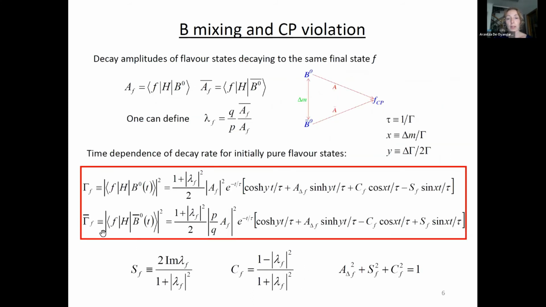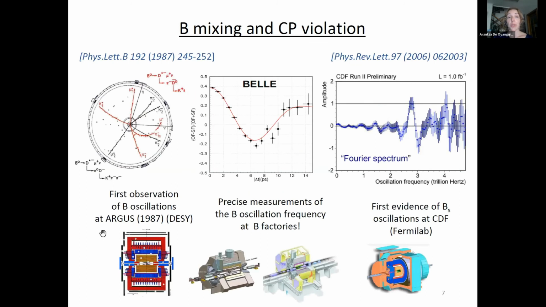But it is like that. So for the B systems, the first observation of B oscillation was by Argus in 87 at DESY. They had about 5 events that were oscillating from 20 that were not oscillating, and this was the first observation.